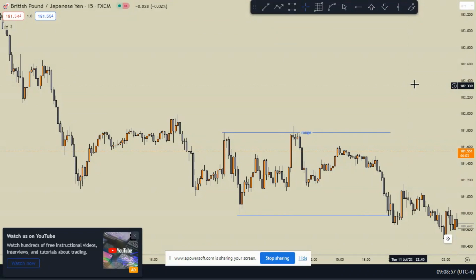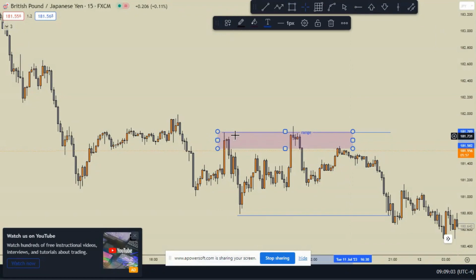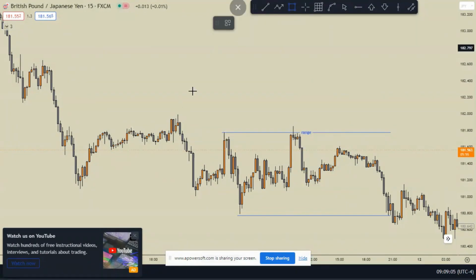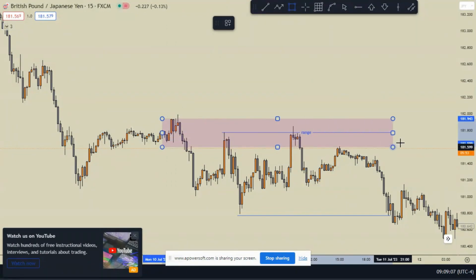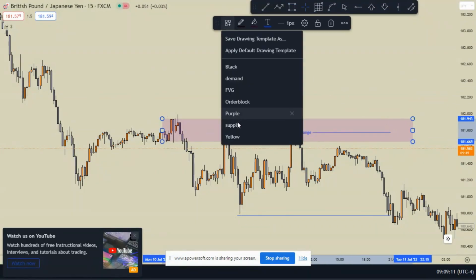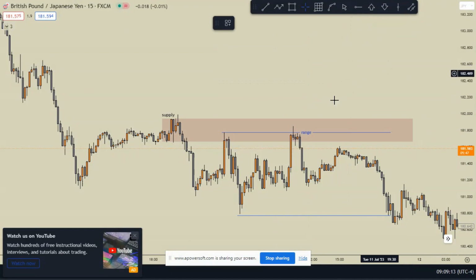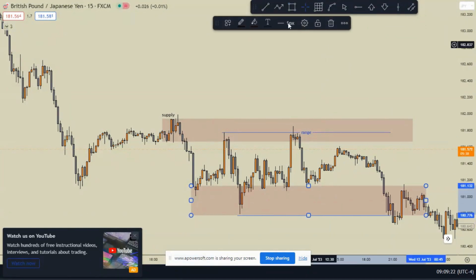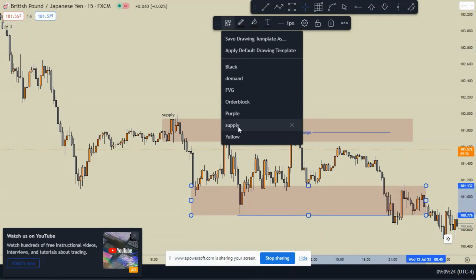We are interested in determining, first of all, this area, or this zone. Actually, let me just mark this one. We have our area of supply over there, and now we have our area of demand. So our demand is just over there.